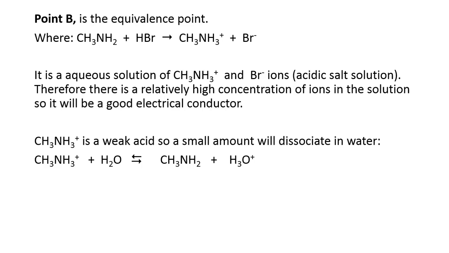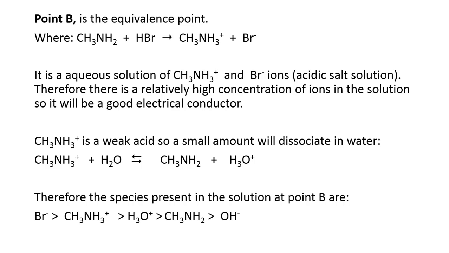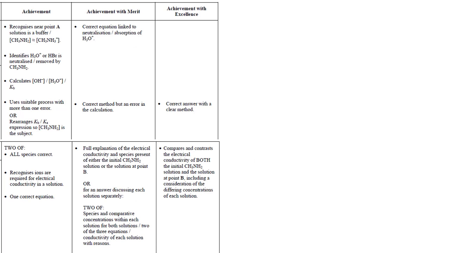Once we've got that figured out, we just need to give the relative concentration of all the ions in the solution. So highest concentration is our bromide ions because a small amount of the CH3NH3+ has dissociated. So that will be next, followed by our H3O+ ions, which are a tiny bit higher in concentration than CH3NH2 because of water. And then we have a small amount of hydroxide ions present, which is also from the water solution. So that is our order there for the last part of that question.